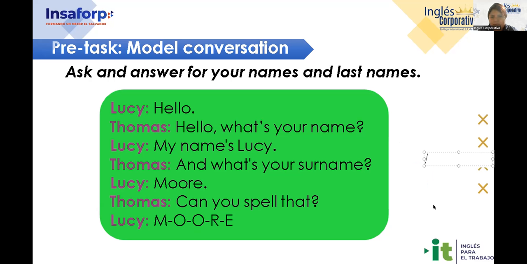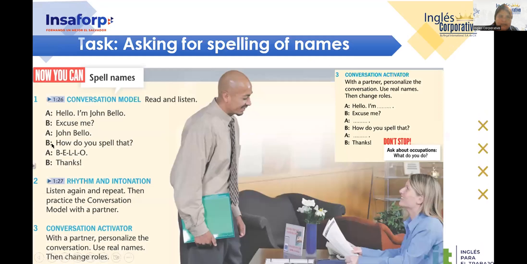I think we have time just to create one. Okay, look at this. We have this short conversation and this conversation activator. Right now I want you to create your own conversation. You have to personalize that. Acá tenemos un ejemplo. Vamos a leer el ejemplo primero. Hello, I'm John Bello. Excuse me, John Bello. How do you spell that? B-E-L-L-O, thanks. Acá lo que vamos a hacer es ubicar nuestros nombres. Es decir, hello, I'm Arely. Excuse me, Arely. How do you spell that? A-R-E-L-I.